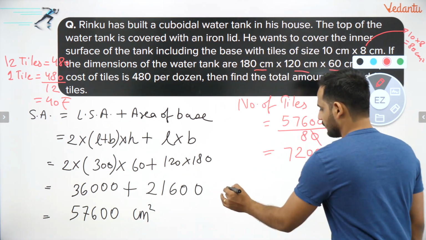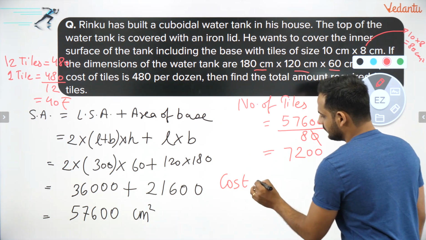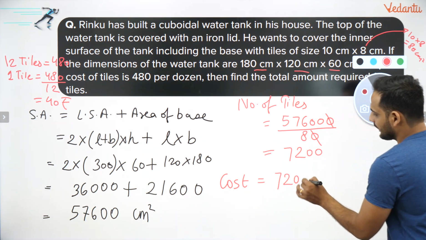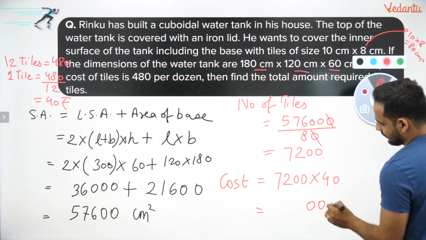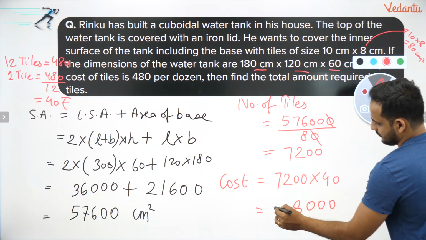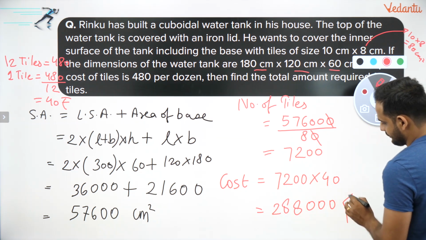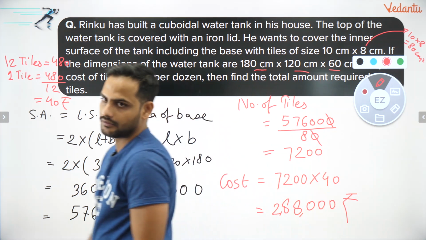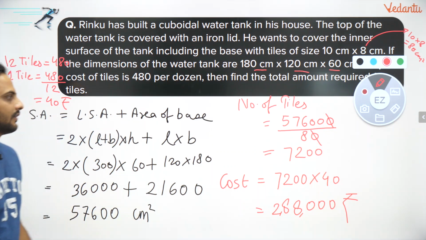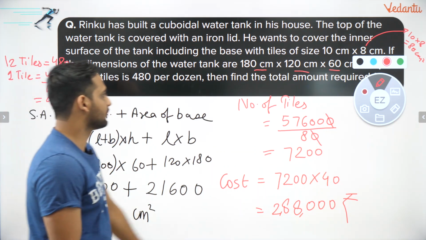So the total cost will be: these many tiles are required and one tile is rupees 40. Okay, this will be your total amount. Correct? Understood? So this is how this can be done. Chalo, let's move to the next question.